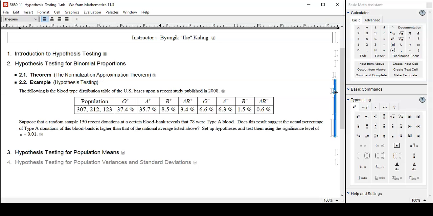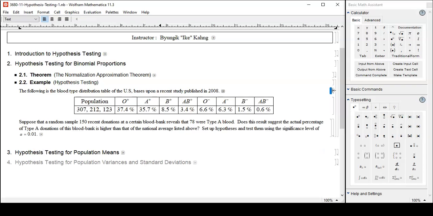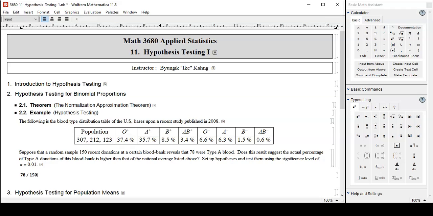All right, here's an example problem. The following is a blood type distribution table of the US based upon a recent study published in 2008. And if you're interested in the source, they're here. All right, suppose that a random sample of 150 recent donations at a certain blood bank revealed 78 were type A blood. So we have 78 over 150, so 52% of blood that's in the sample are A type.